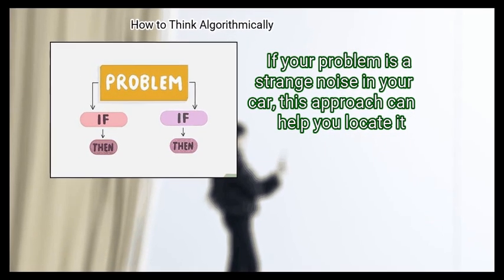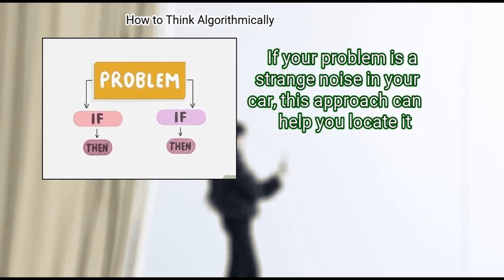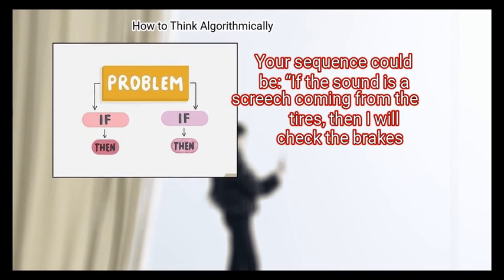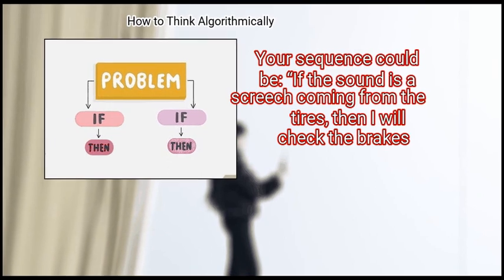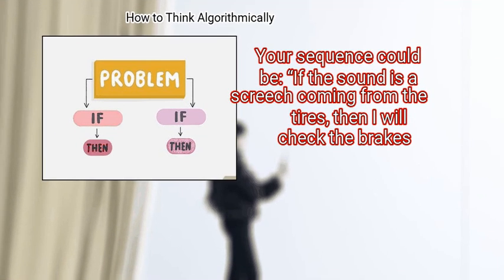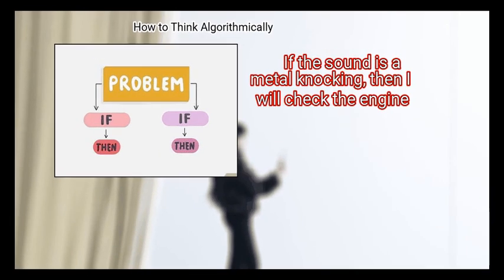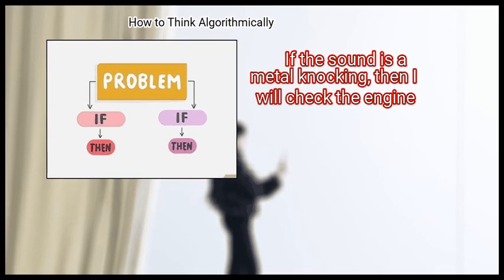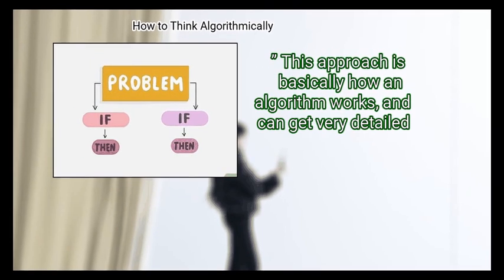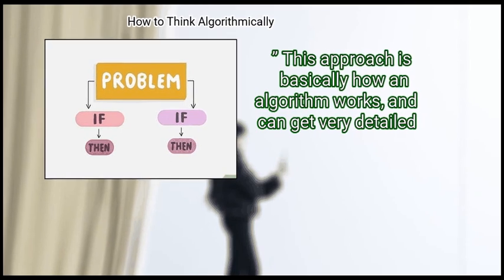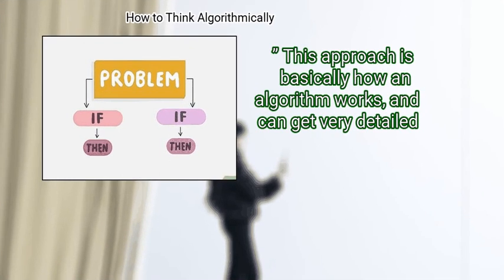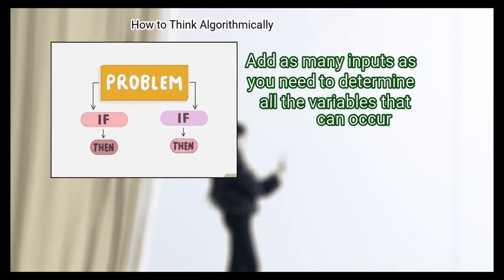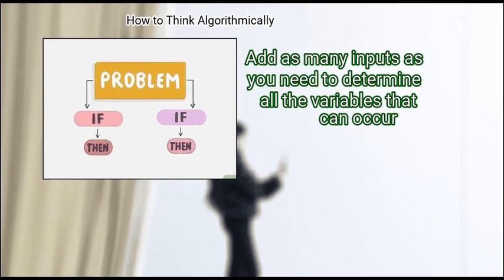If your problem is a strange noise in your car, this approach can help you locate it. Your sequence could be, "If the sound is a screech coming from the tires, then I will check the brakes. If the sound is a metal knocking, then I will check the engine." This approach is basically how an algorithm works, and can get very detailed. Add as many inputs as you need to determine all the variables that can occur.